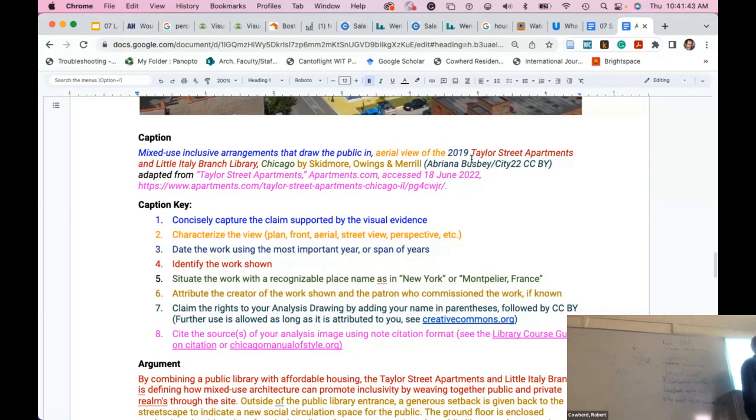The creator, if it's known, because you could be looking at something that has an anonymous creator, and the patron, if that's known, should probably find the client and put the client's name in here because that's knowable. The next item is claim your own intellectual property rights for this. Boom. Your name, of course, because Wentworth retains intellectual property rights over everything you submit.